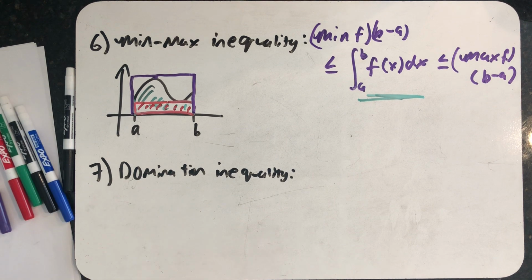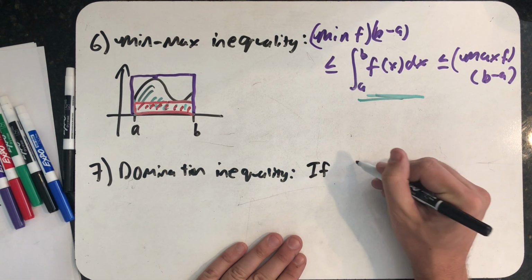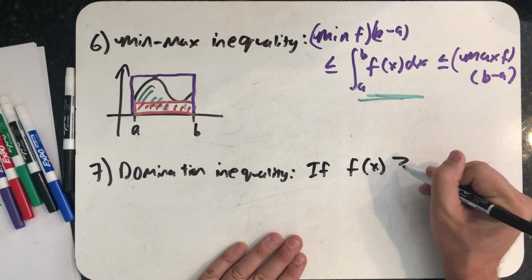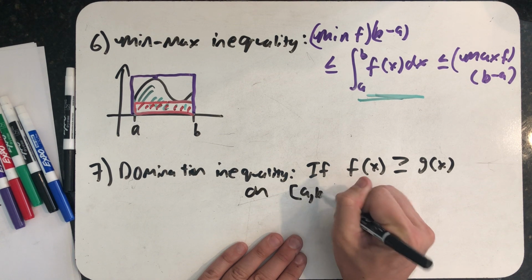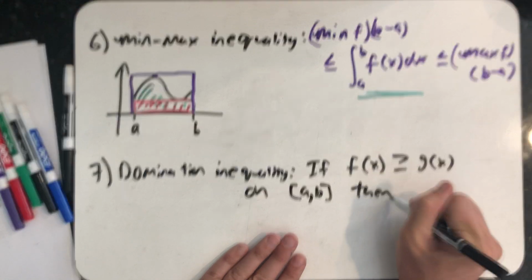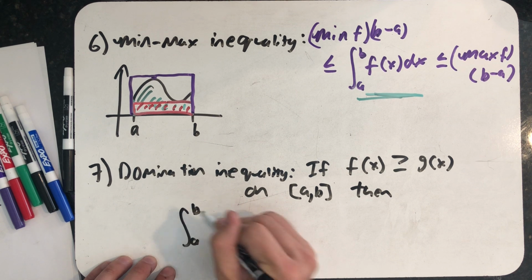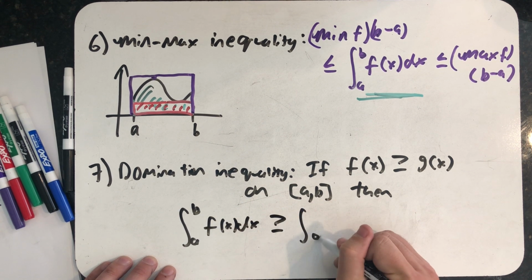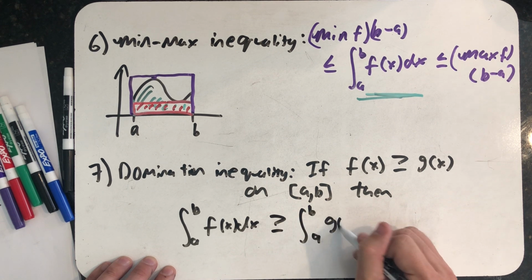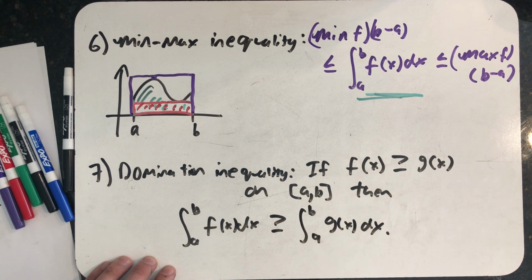All right, and for our final property of the definite integral, if f of x is always bigger than or equal to g of x on the interval a, b, then the definite integral from a to b of f of x is greater than or equal to the definite integral from a to b of g of x. And there are those seven properties. In my next video, we're going to do an example that incorporates some of these ideas.